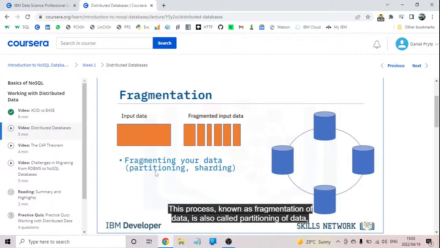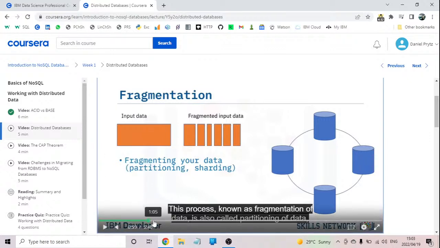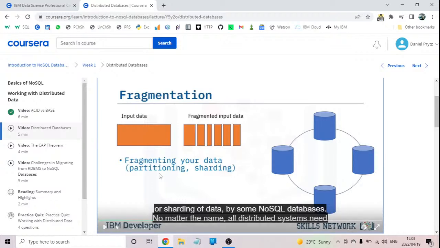Fragmentation is also called partitioning. Partitioning, a word we are all infinitely familiar with. Let's keep going. A sharding of data. Oh, it's sharding as well.